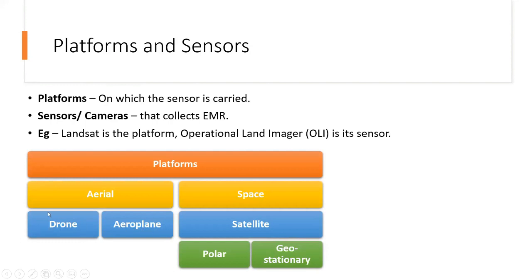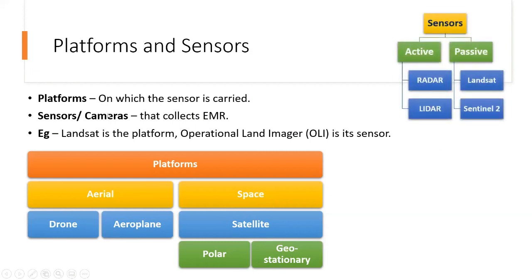So we can see the images are being captured with drones also, aeroplanes also. They are aerial platforms. And if the equipment or the platform is launched into space, it is called a satellite, which is again divided into two parts, polar satellites or geostationary satellites. And sensors are also divided into two parts, active sensors or passive sensors.